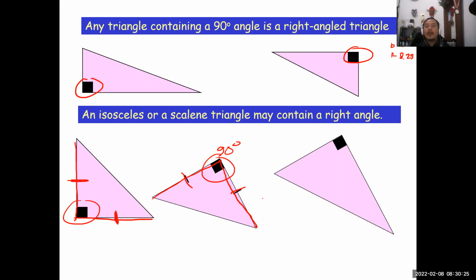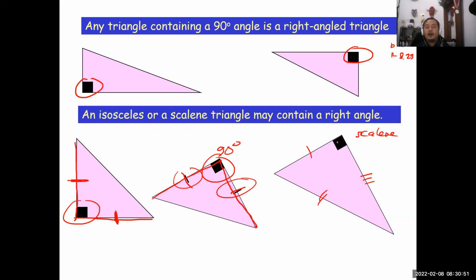Okay. And the last example here, we don't have any same length because there's no sign like this, right? There's no sign like this. So which means that this is a scalene triangle. This one is scalene triangle because it doesn't have any side length that are the same, right? They're all different. So if this is like this, this is like this, so we have different side length.